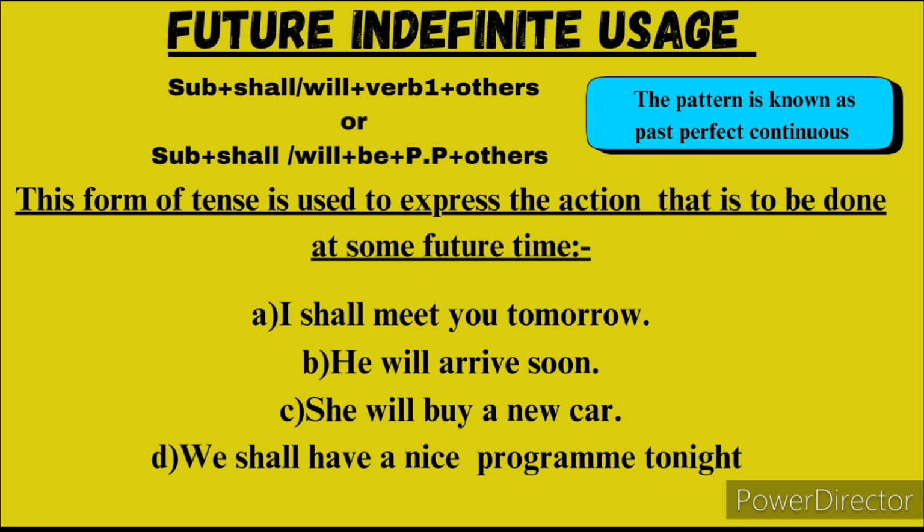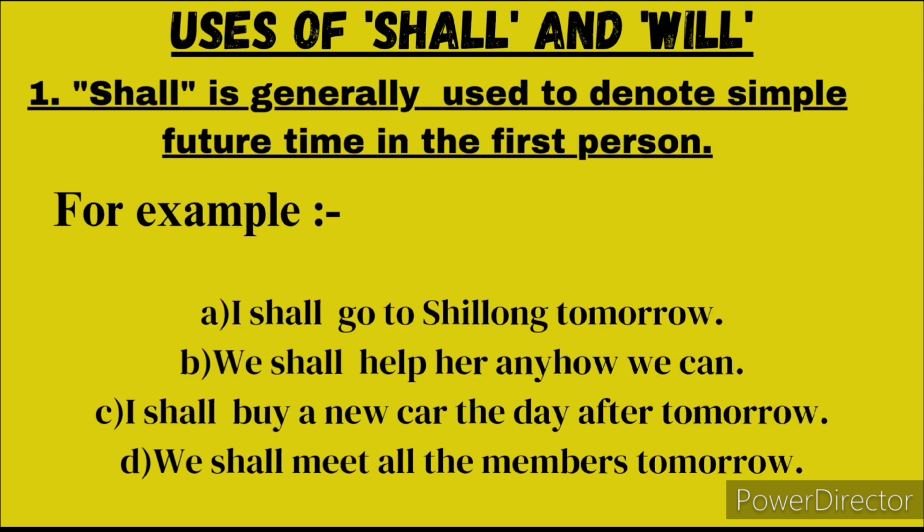Future indefinite uses. Subject plus shall will verb 1 plus others, or subject plus shall will plus be plus past participle plus others. This form of tense is used to express the action that is to be done at some future time. For example, I shall meet you tomorrow. He will arrive soon. She will buy a new car. We shall have a nice.